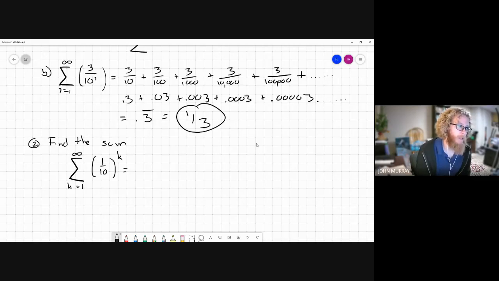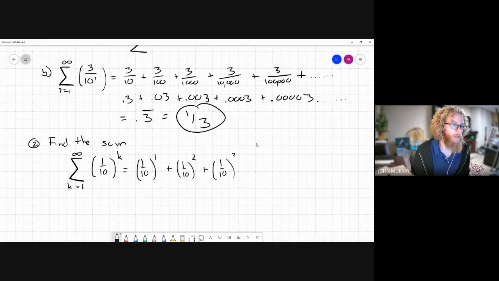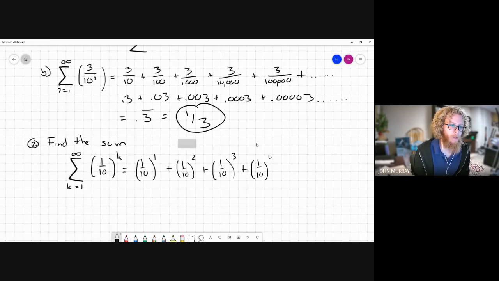So if I just write this out, k is my index now, so it's just replacing the i, same process. So first I'm going to have 1/10 to the first plus 1/10 squared plus 1/10 to the third plus 1/10 to the fourth. Hopefully we can find the pattern before we have to add too many.